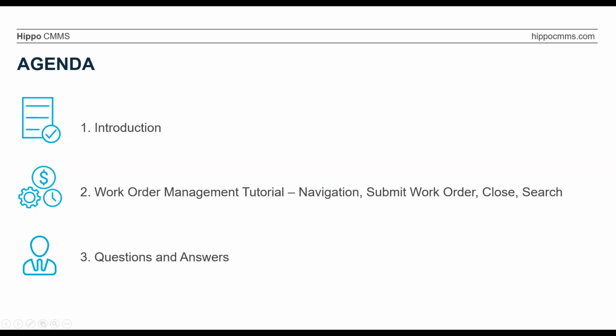We'll look at topics such as navigation, how to navigate through Hippo on your mobile phone, how to submit work orders, how to edit work orders, how to close work orders, and how to use a work order search. Again, we'll have a question period at the end of the session, so feel free to use your GoToMeeting question panel if you do have any questions that come up.